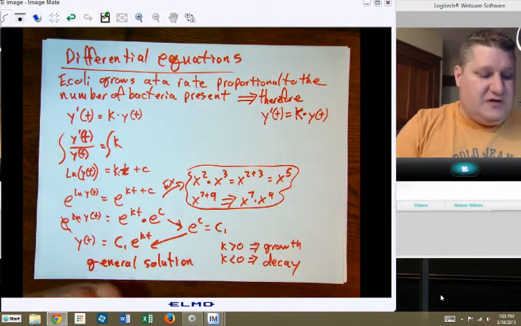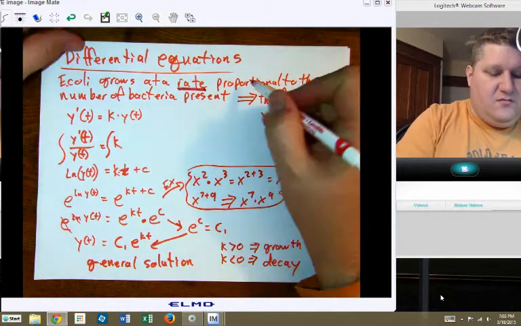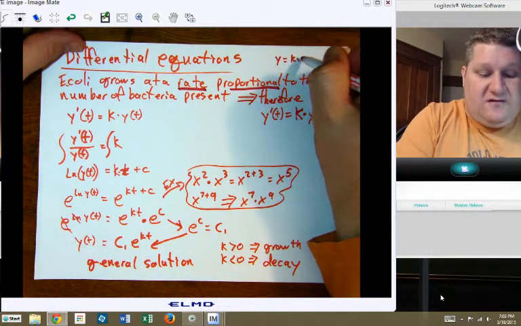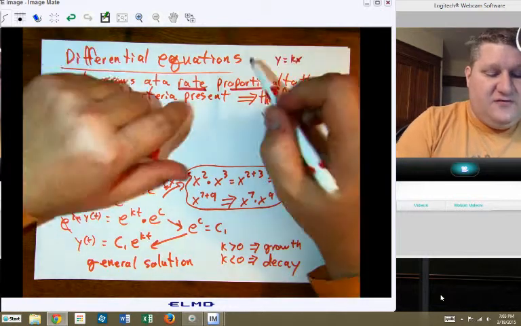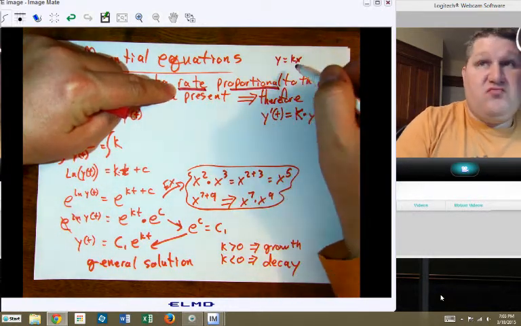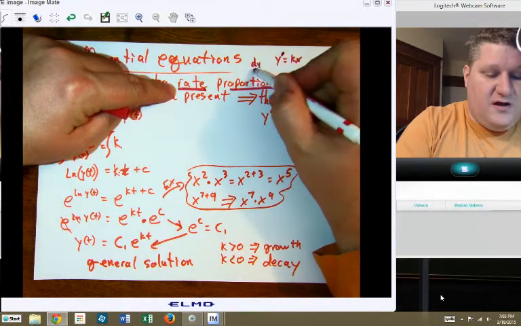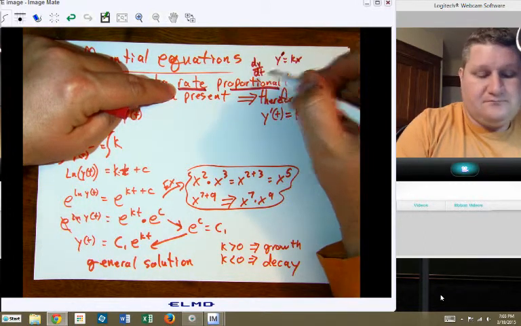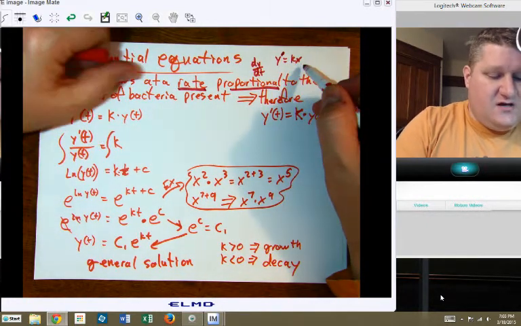Now you'll notice a couple key things. Something grows at a rate proportional. So you have y equals kx usually. That's directly proportional, y equals kx. The difference is it's at the rate proportional. So if it's a rate that is proportional, that means it's y prime, because it's dy over dt. It's some certain number of y's per time. So it's a rate that is directly proportional, k times the number of bacteria.